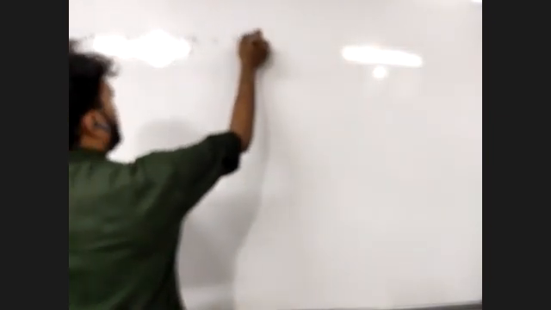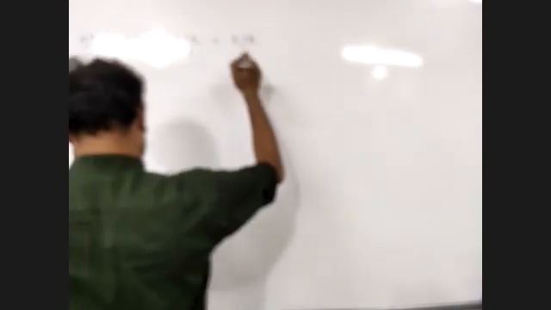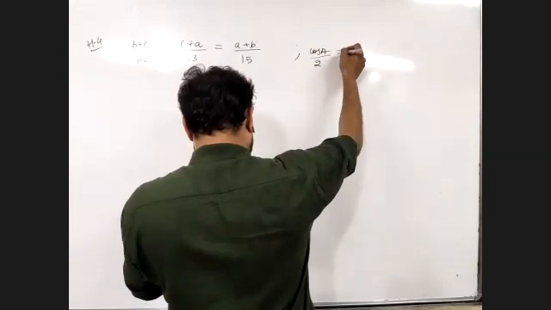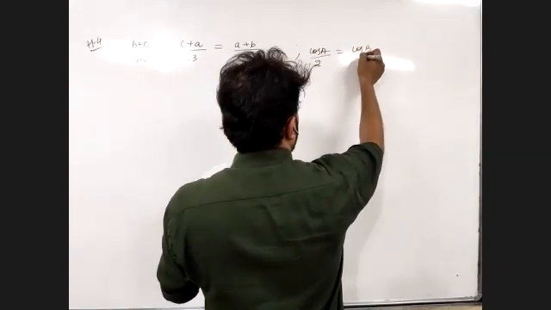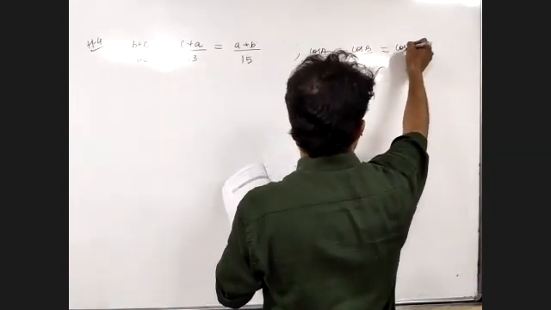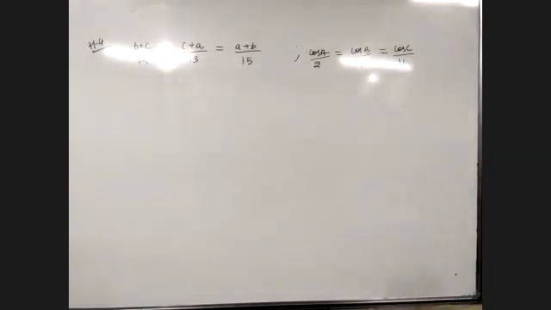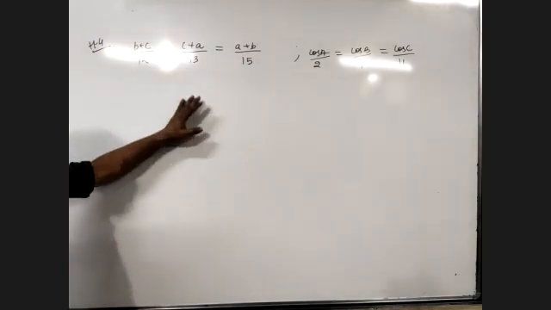This is (b plus c)/12 equal to (c plus a)/13 equal to (a plus b)/15. What we need to prove is that cos A/2 equal to cos B/7 equal to cos C/11. We need to prove this. They have not given us the sides directly, rather they've given us this ratio.